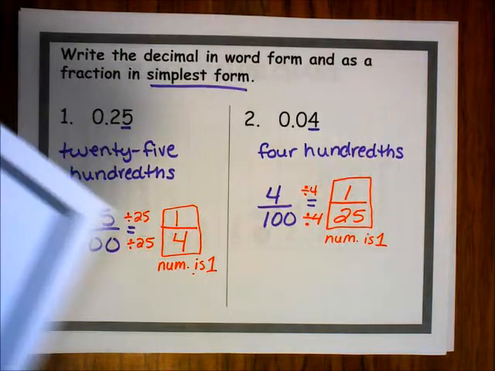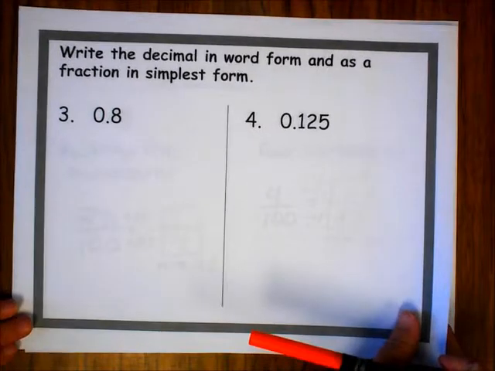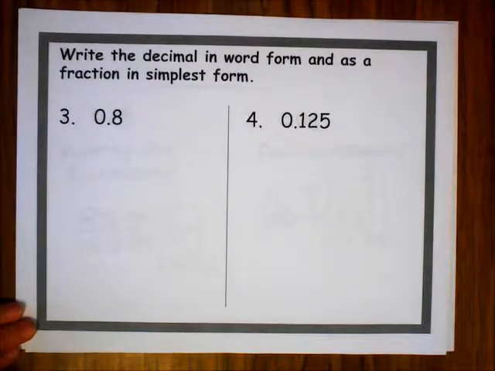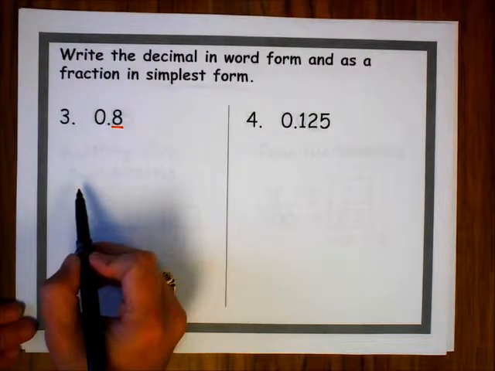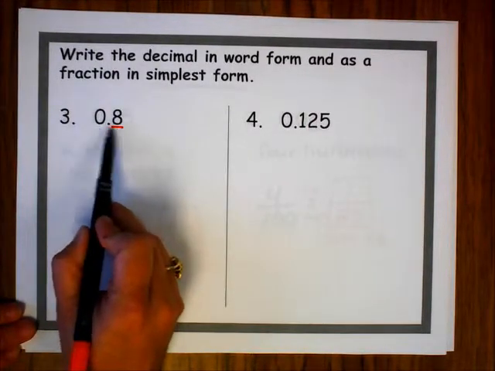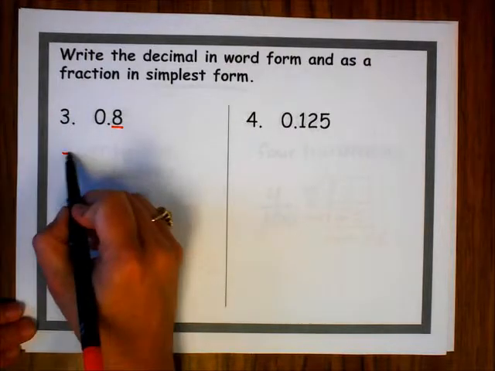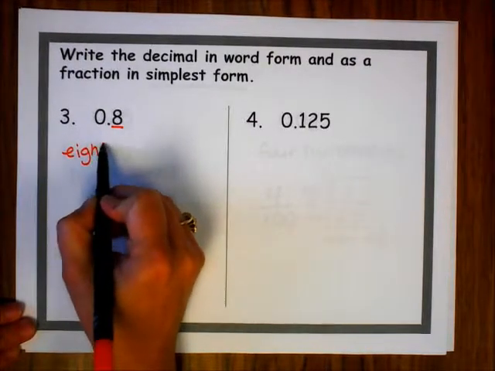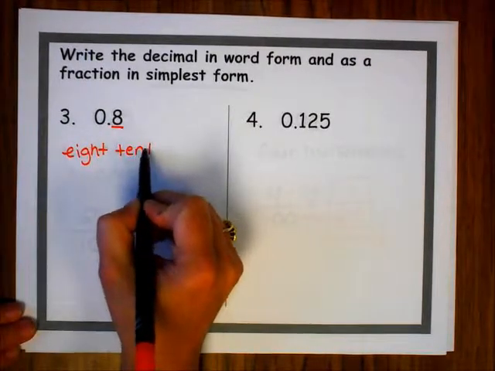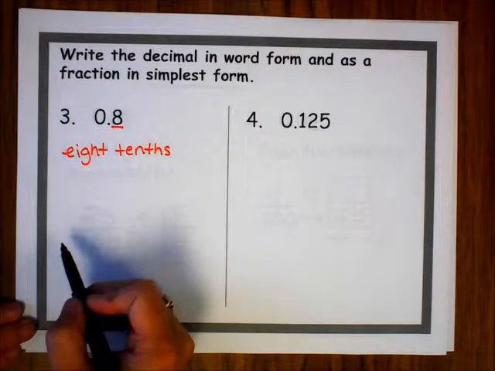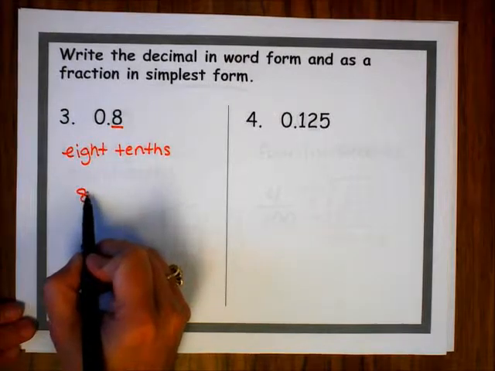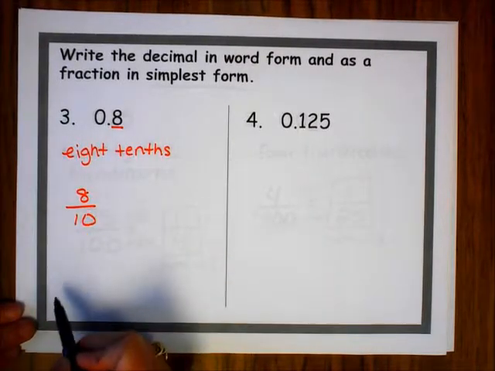Let's try a few more. Number 3. Notice my 8 is in the tenths place. So the correct way to say this is 8 tenths. So let's write it in words. 8 tenths. And to write 8 tenths as a fraction, it's going to be 8 over 10.